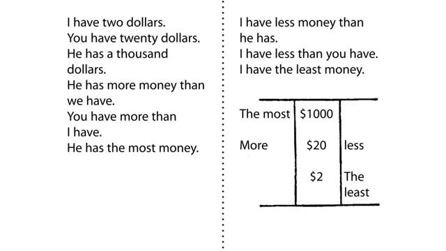I have $2. You have $20. He has $1,000. He has more money than we have. You have more money than I have. He has the most money. I have less money than he has. I have less than you have. I have the least money.